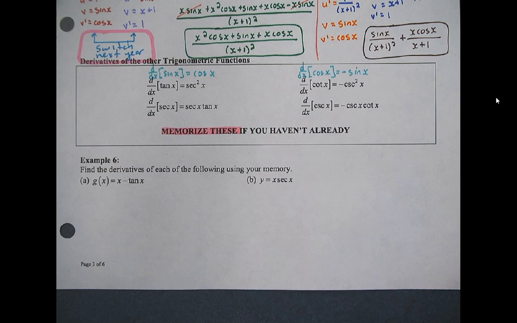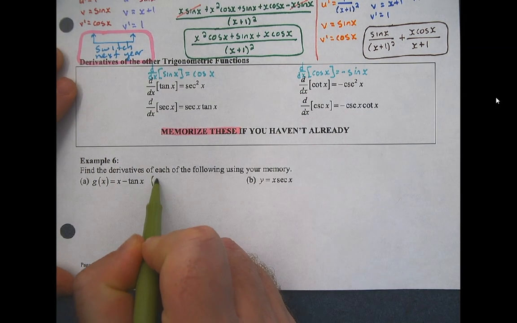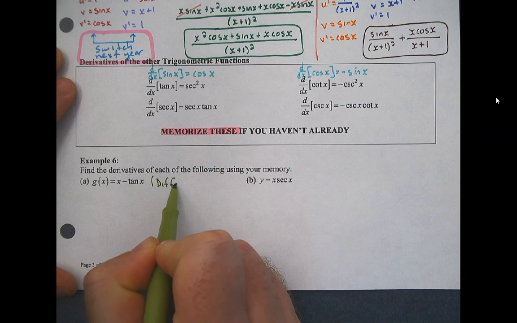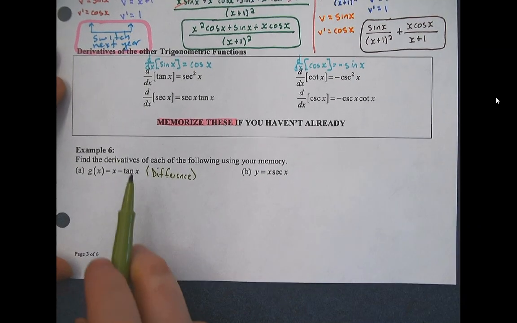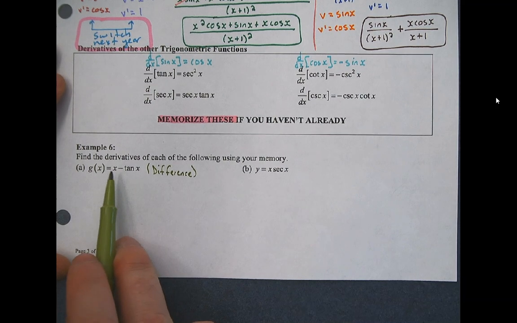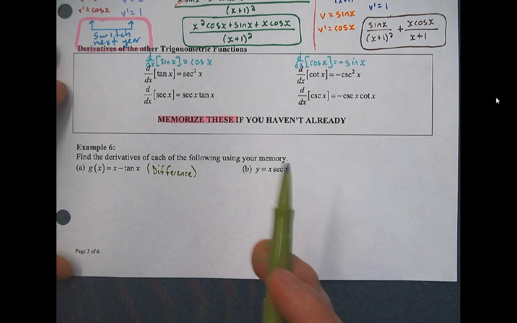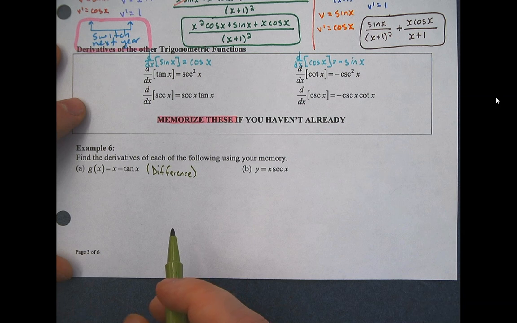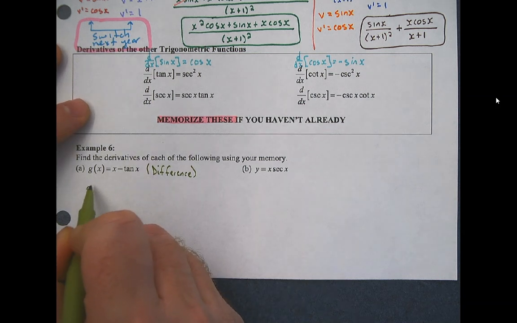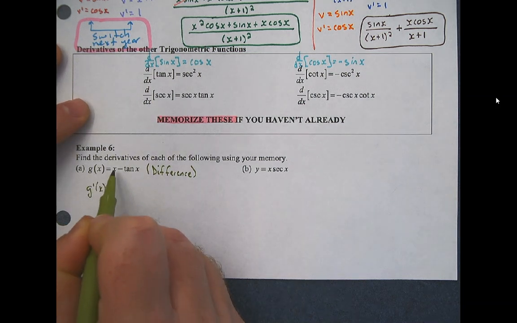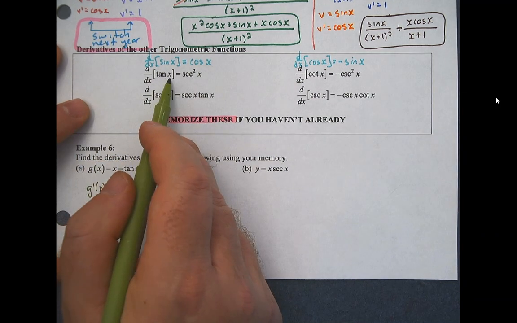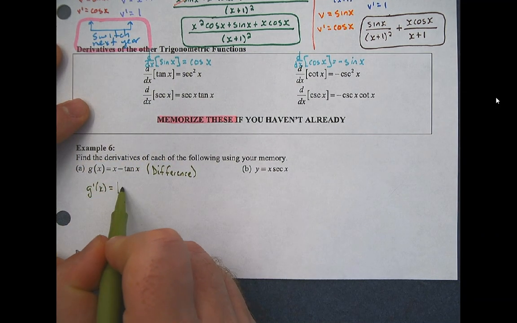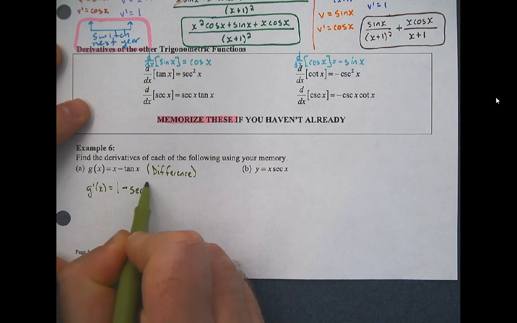Okay, so first of all, what type of problem is this? This is overall a difference. So I first decide what type of function I have. It's a difference, so I can derive this, I can derive this. Those are both nice to derive, so I don't have to do anything fancy. I would get g prime of x is equal, what's the derivative of x? 1. We just learned the derivative of tangent is secant squared, so I would get negative secant squared.